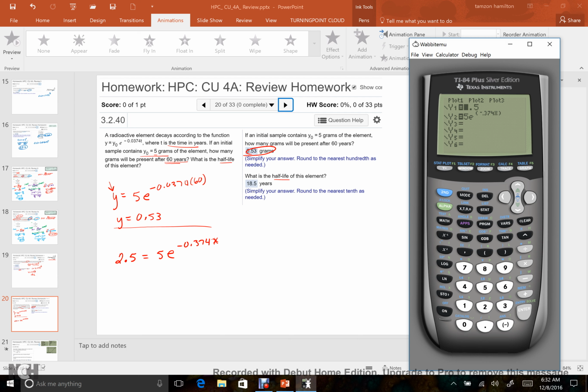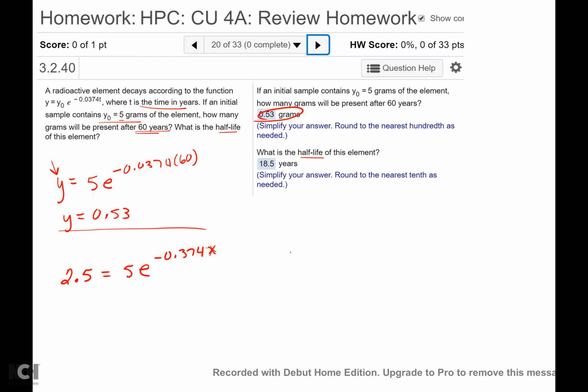2.5, 5e to the negative. Oh, because I forgot that zero. Jeez, Tamsin. There's a zero in between there. I knew I was off by something. Insert a zero. And now graph. And calculate intersection. 1, 2, 3. And there we go. So x equals 18.5, it's going to take about 18.5 years. Okay, so when they intersected, x was 18.5 and y was 2.5. So after 18 and a half years, there'll only be half of the substance left. So the half-life of this element is 18.5.